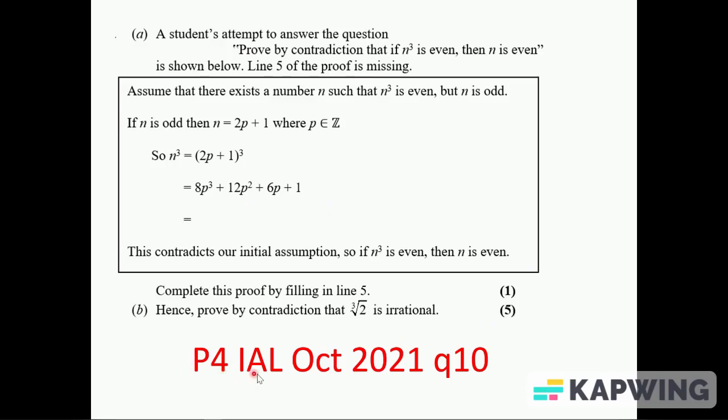Right, I've got the International A-Level P4 October 2021, question 10, the last one on the paper, a proof question, proof by contradiction. Part A, we've got a proof where somebody is trying to show that if n cubed is even, then n must have been even. And then part B, proof by contradiction that the cube root of 2 is irrational.